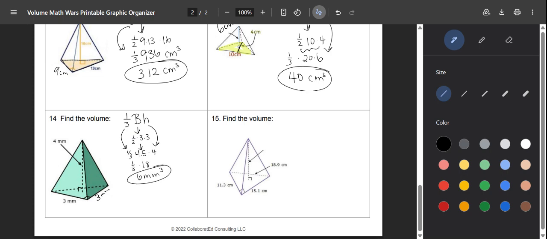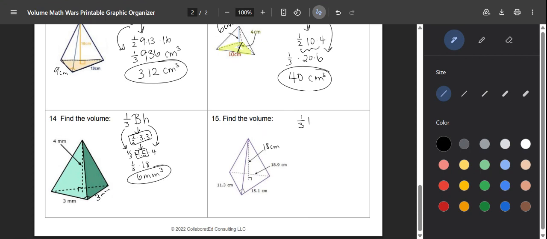Okay, welcome back. Hopefully you got 6 millimeters cubed. You can see here I worked through the process of finding the area of the triangle. That got me 4.5. I multiplied that by the height of the pyramid, and then I multiplied that by 1/3 to find our answer. Number 15 is a you-do, and we are missing the height of the pyramid. That is 18 centimeters.